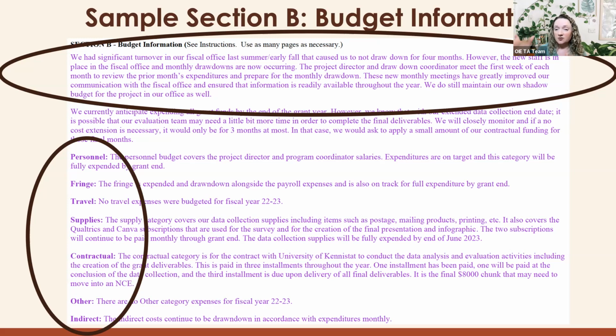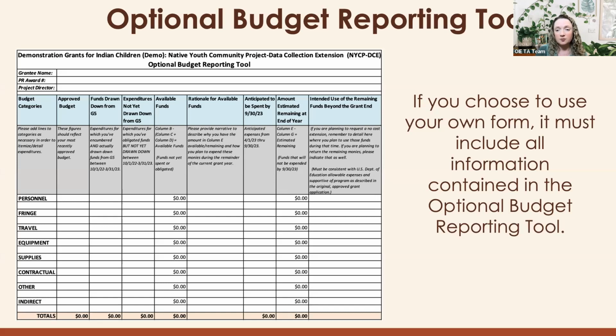Now, let's look at the second part. You've done your budget narrative. The other piece is your optional budget reporting tool. We provide this tool for you. You don't have to use it, but if you choose not to use it, you are expected to provide all of this same information in a form of your own choosing. For the most part, most people find it easier just to use the tool because it's already got everything that you need to put in your report, but you are welcome to create your own form that has that exact same information in it.